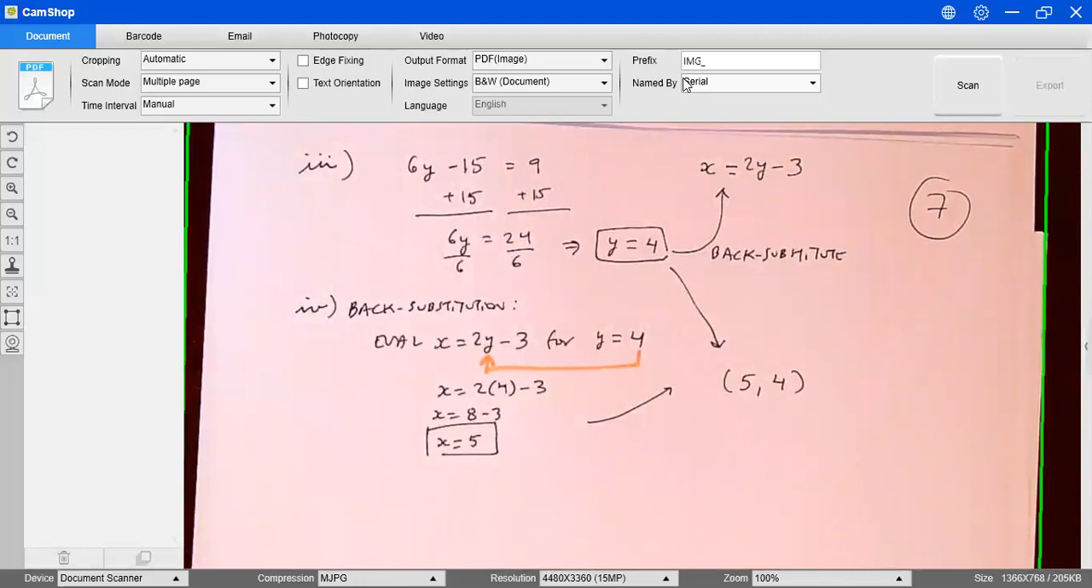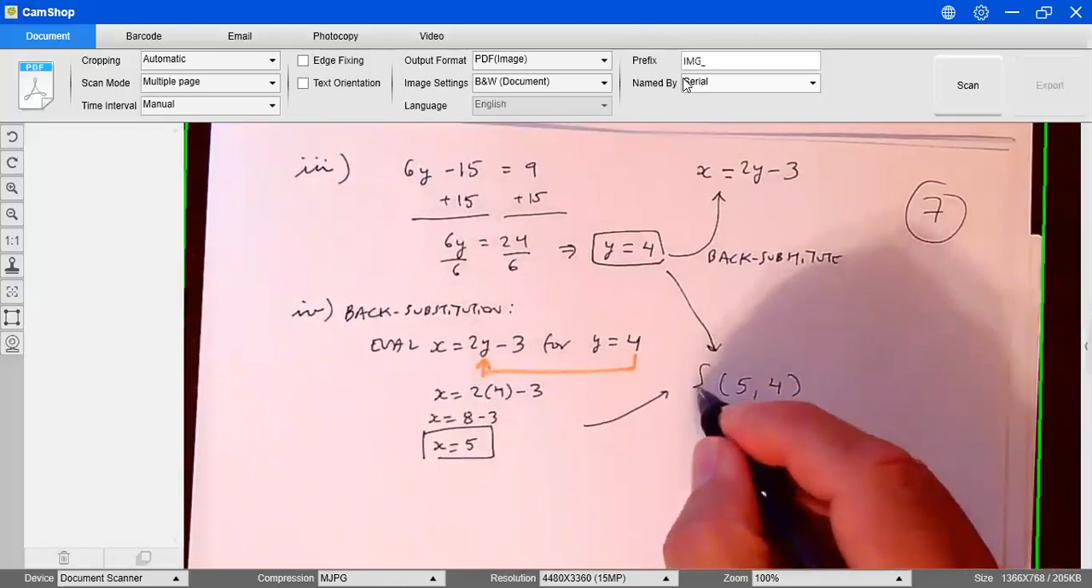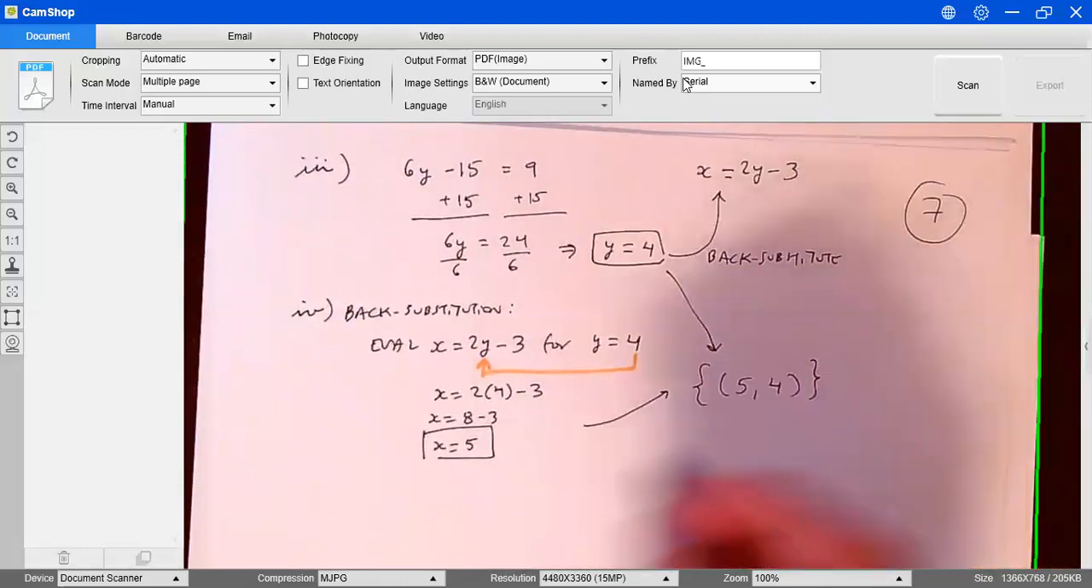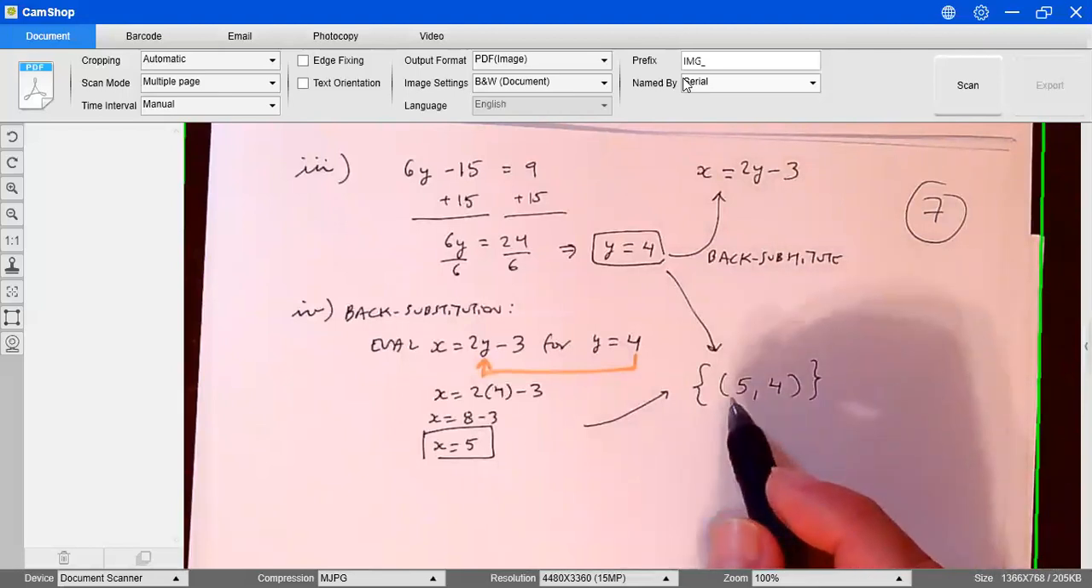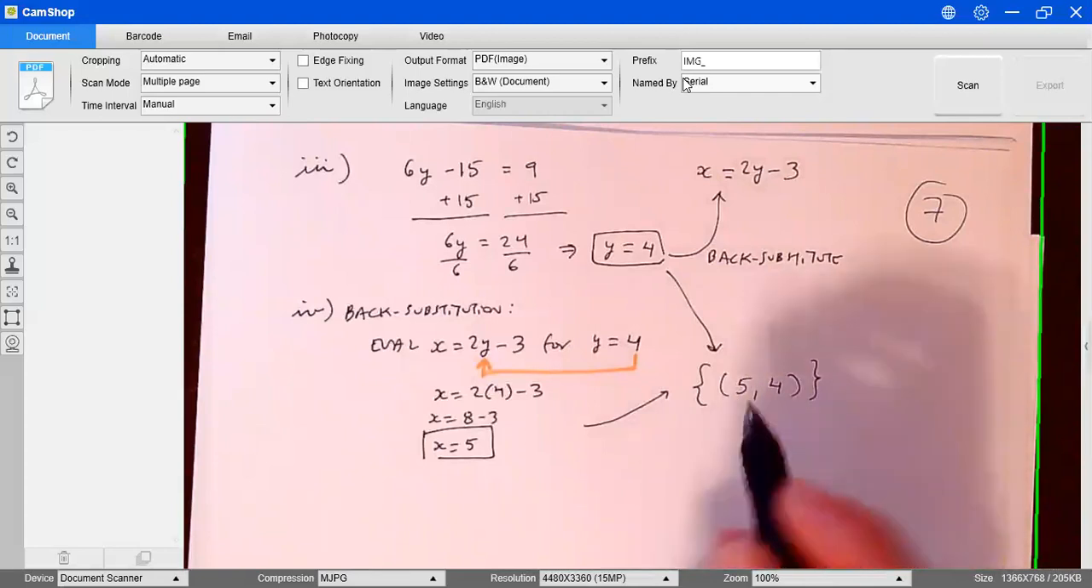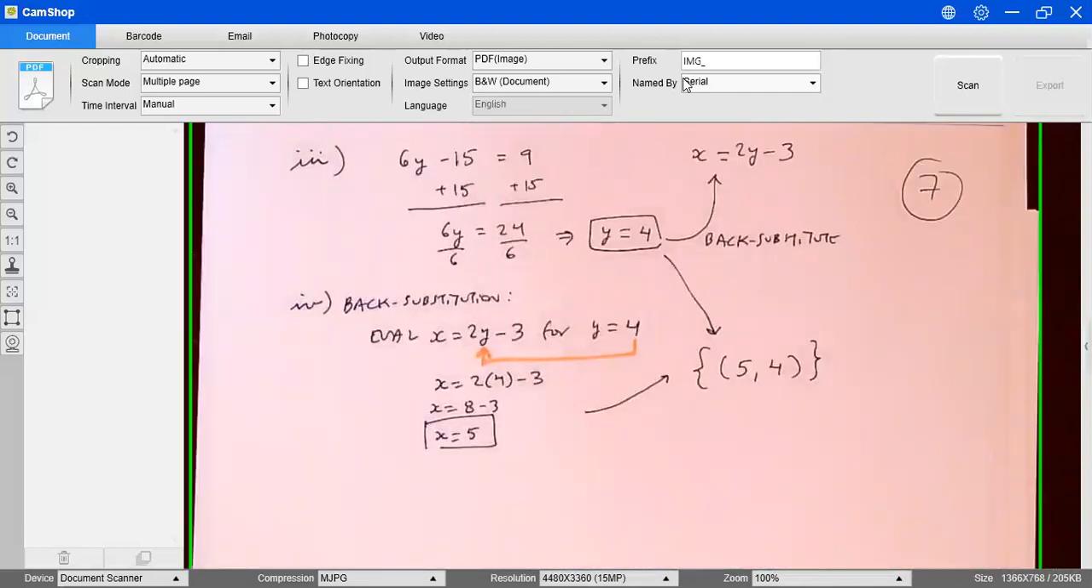So you're going to do it. You know how to do it now. So remember, the last step is you need to evaluate every equation for x equals 5 and y equals 4.